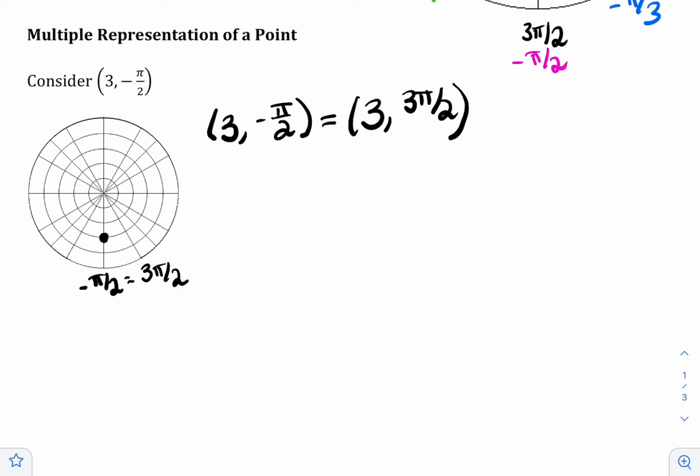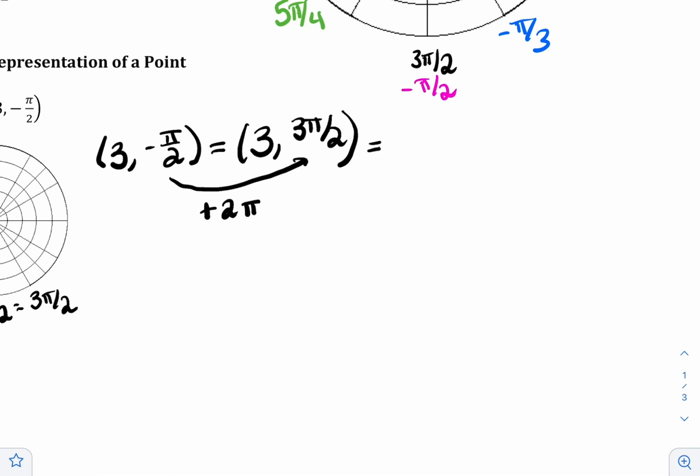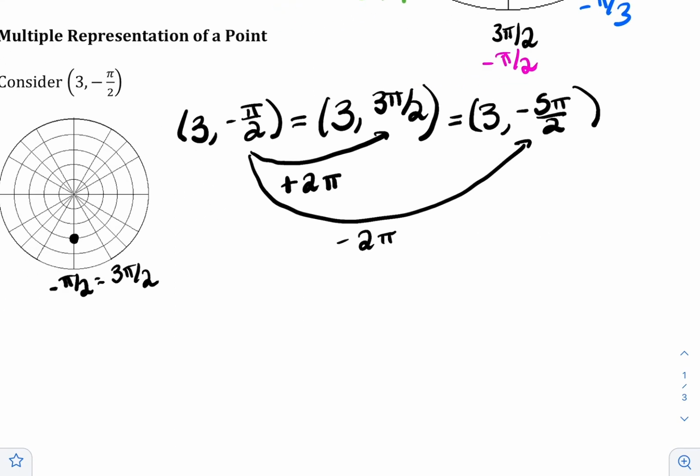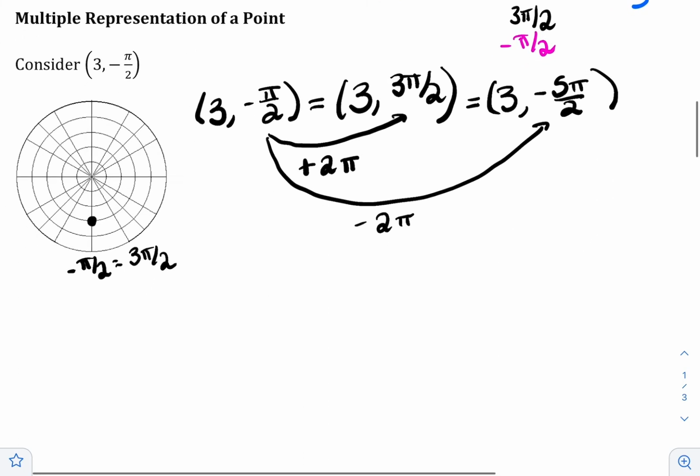And that's going to happen because in a circular coordinate system, you have coterminal angles. So you can add 2 pi or you can subtract 2 pi. So for example, here, I added 2 pi. Instead of adding 2 pi, I could subtract 2 pi. So I would have 3 comma negative 5 pi over 2. This would be the exact same angle. Negative pi over 2 is the same as negative 5 pi over 2. They're both 270 degrees. So it would be the same point. And I could keep adding 2 pi. I could keep subtracting 2 pi. And the point graphically would be the exact same. That's one way of having multiple representation of a point.